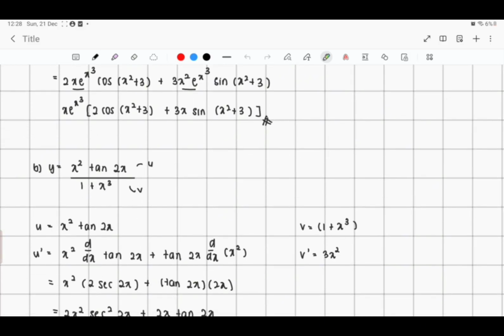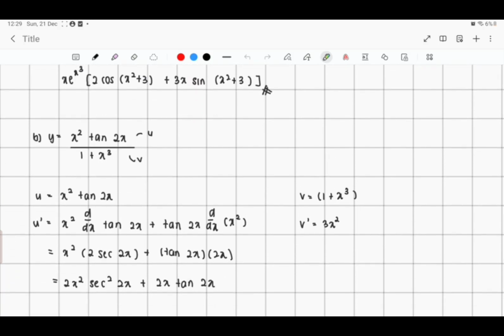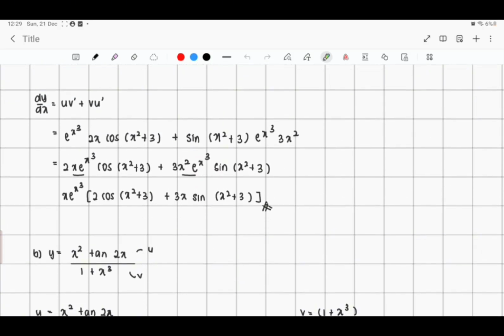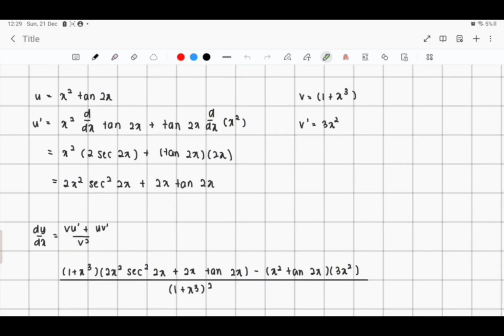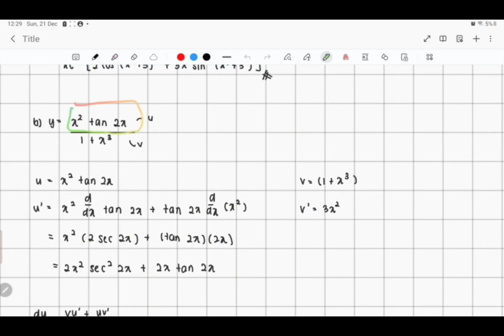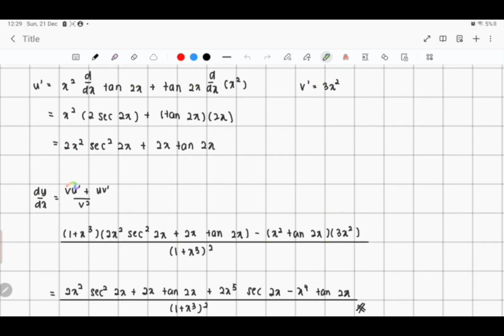Let's move on to question B, which states that y equals x squared plus 2x over 1 plus x cubed. When we have this kind of question, we have to find the formula just as we did in question A. For this one, our formula is this. Then we determine the u and the v, differentiate u to get this one, differentiate v to get this one, then just rewrite it into the equation.